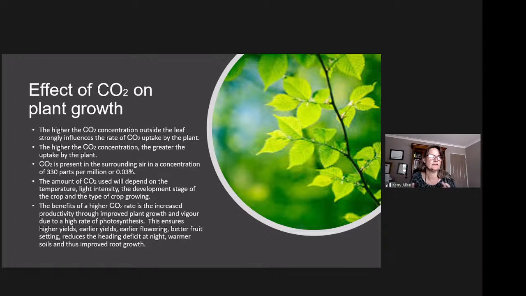We'll have yields going to market earlier because they can be picked earlier. You have earlier and better flowering, better fruit setting, etc. Okay, so if you're in a glasshouse, you can manipulate that type of thing. If you're in an outdoor environment, no, you don't manipulate this at all.